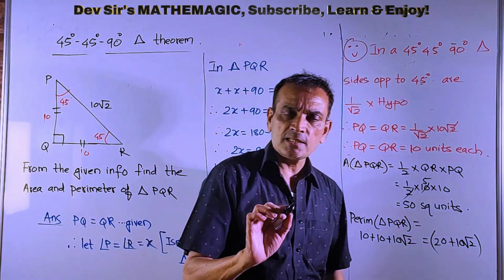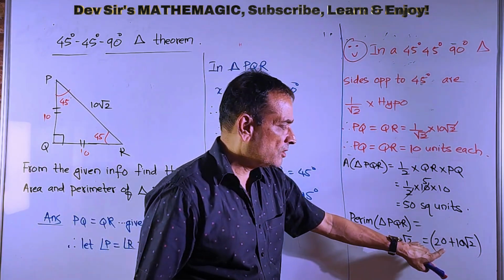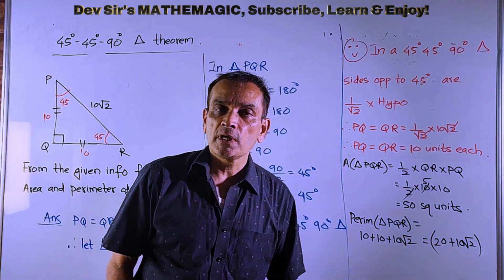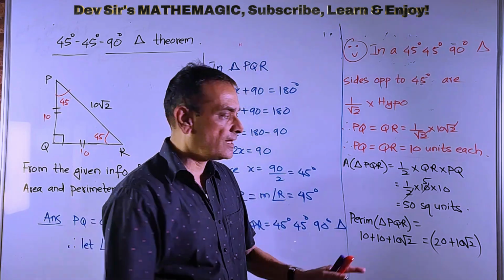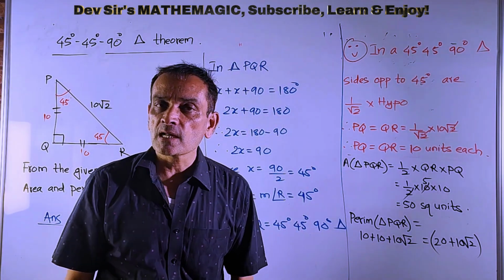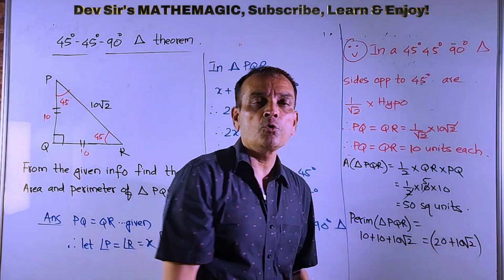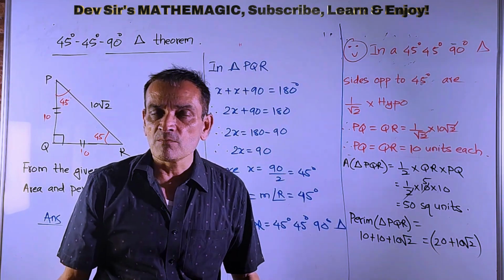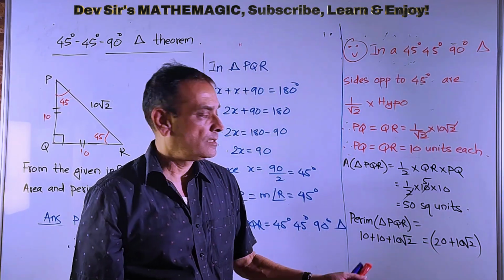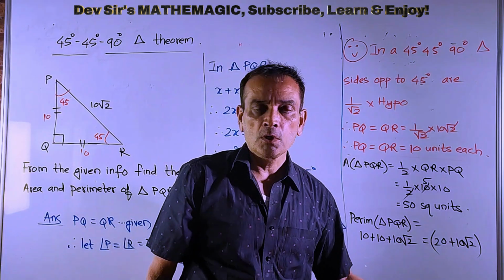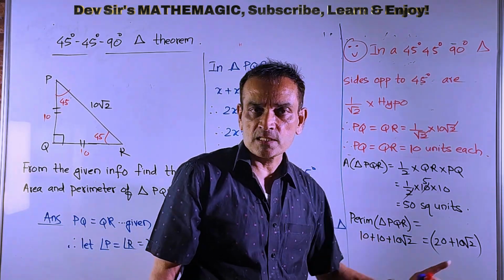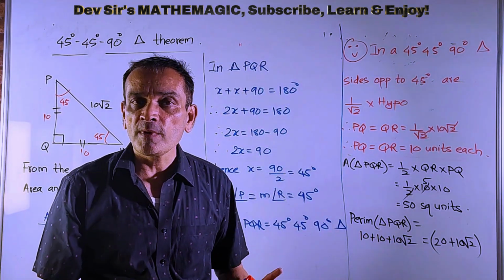Now again, let us see that rule. 20 plus 10 root 2 is not 30 root 2. Keep the answer like this, because these are not similar surds. But 20 root 2 plus 10 root 2, if they were similar, then you are allowed to add. Then it would have been 30 root 2. But keep this as it is. Dissimilar surds cannot be added.